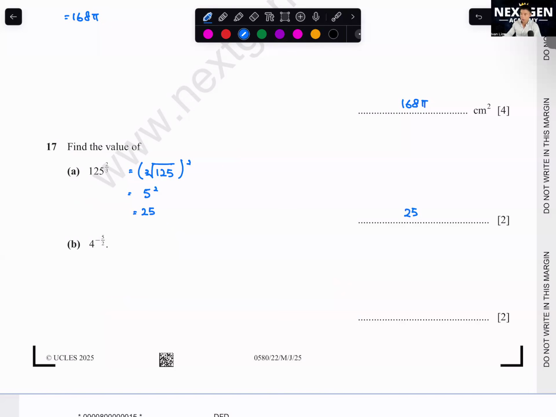Okay, 4 to the power of negative 5 over 2. We can follow the same system. Actually, we can do the negative first if you want, or maybe not. Do the root first. Make it smaller first. So this will be 2 to the power of negative 5, which is 1 over 2 to the power of 5, which is 1 over 32. But always make it smaller first before you make it bigger again.